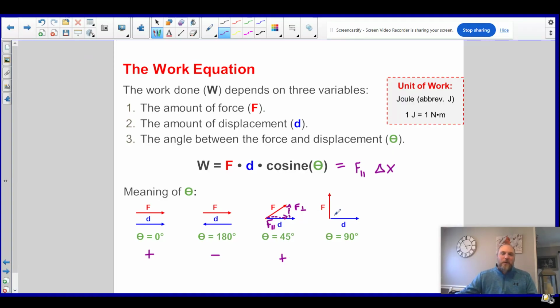And our last example here, when the force is perpendicular to the displacement, when the angle is 90 degrees, there is no work being done by that force. Again, if you put 90 degrees into the cosine of theta, you get 0. And by our definition, the requirement is the force has to have a component in line with the displacement. If not, that force is not doing any work.